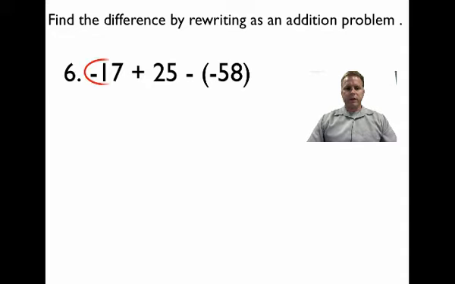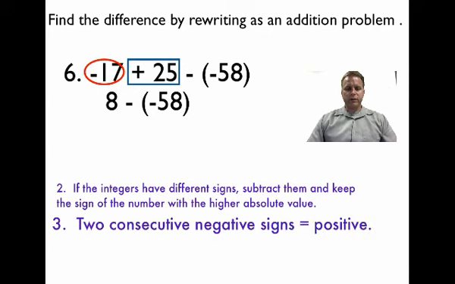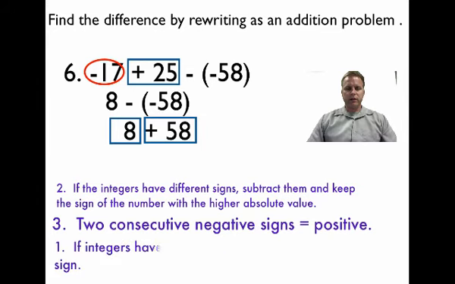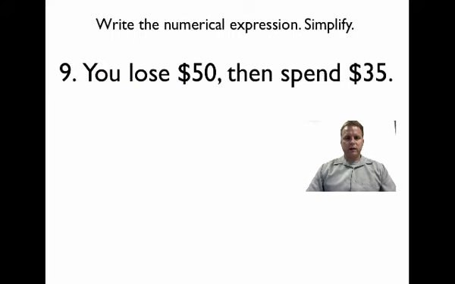Okay. We're going to take care of the -17 and the +25. They're different, so we'll subtract, and since we have more positives, it'll be a +8. We have 2 negatives next to each other, so we'll make that a positive. And we have 8 plus 58, so we have 2 blue boxes. Add them together, and we get 66. And we're going to skip 7 and 8, so let's go to number 9.